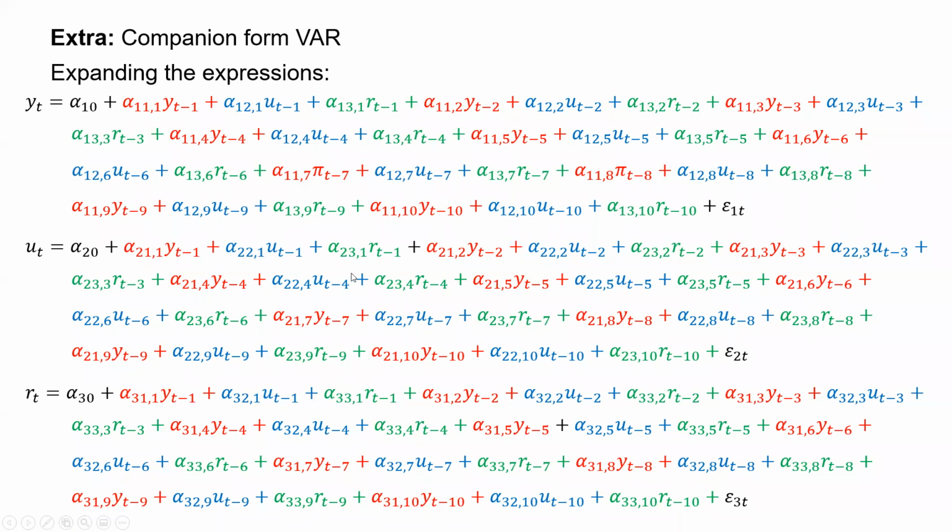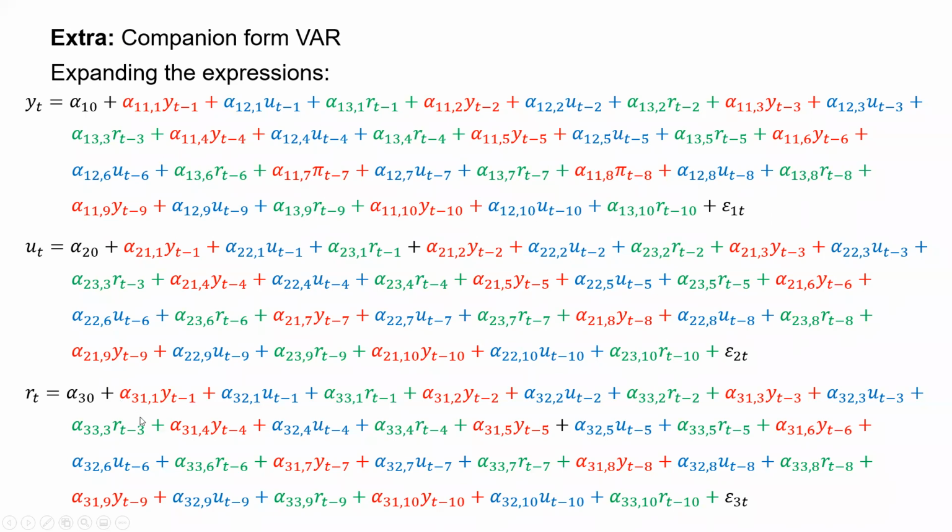So yeah, just for visibility, I don't think you'll be asked to expand the model to this detail. I'm going to come back to this because this used to be a question in this tutorial, how to obtain the companion form VAR. It's not a question here, but I just left it in the slides just to show you in case it's asked in an exam or something. So I'm going to come back to this, but I just wanted to show you how many coefficients are actually in a VAR 10 model.